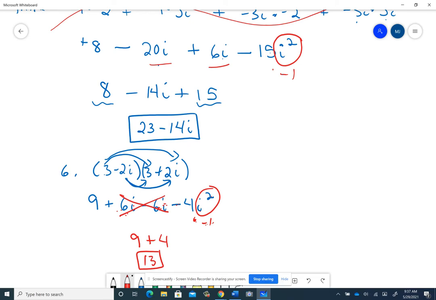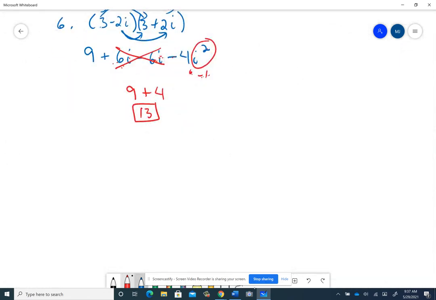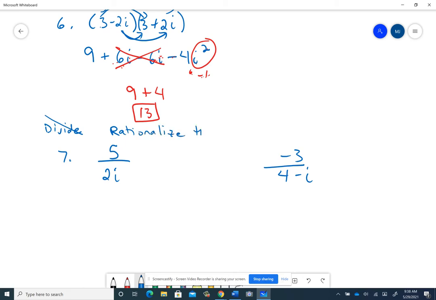Okay, all right, so that's the end of the multiplying problems. Now 7 and 8 are dividing. So on 7, we're taking 5 divided by 2i, and on 8, we're doing -3 divided by 4 minus i. Okay, so it says dividing, but sometimes it doesn't. Sometimes it'll say divide, but a lot of times it'll say rationalize the denominator.